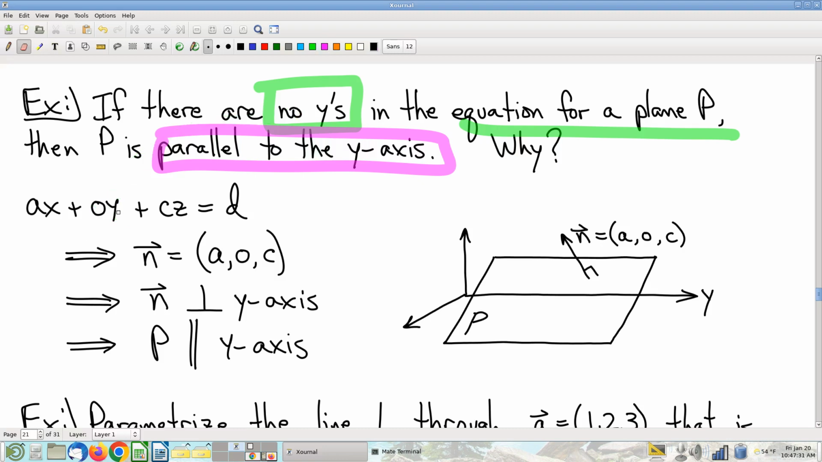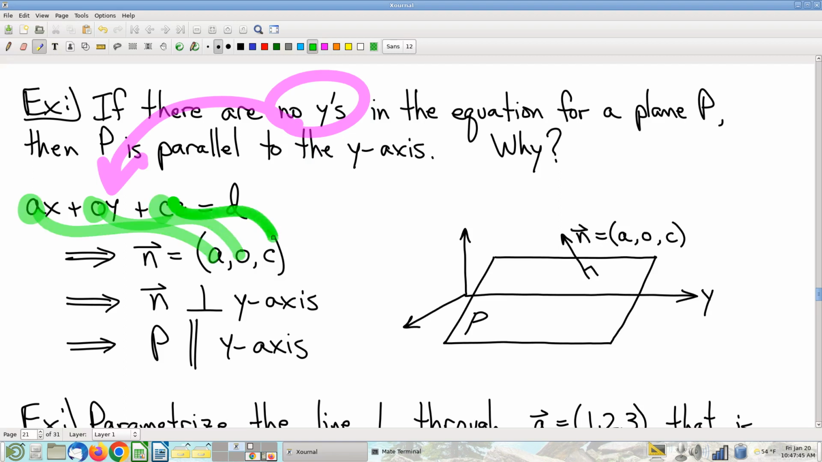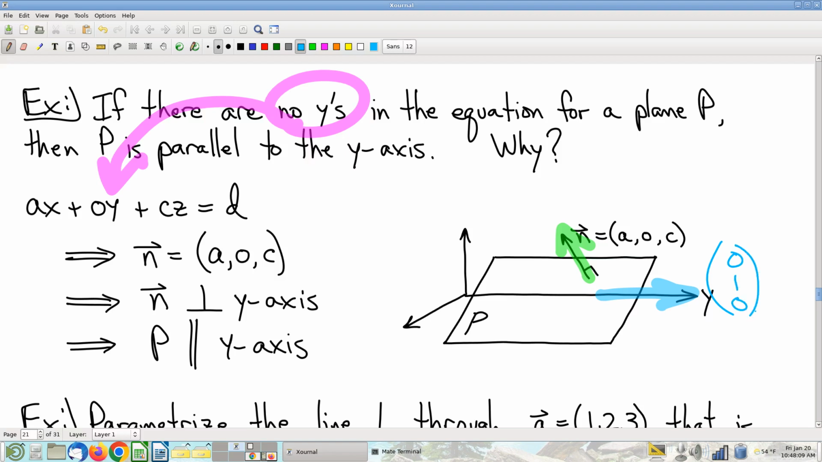Now, this one, I'm going to show you the argument. There's not that much to it. It's pretty straightforward. Again, no y's. It looks like this. That means that this coefficient is 0. That means that altogether the three coefficients are A, 0, and C. Right? It's A, B, C, but B is 0. And if that's the case, well, this vector, easily checked, is perpendicular to this vector. Keep in mind that the vector defining the direction of the y-axis is 0, 1, 0. Right? Easy to check that these are perpendicular.